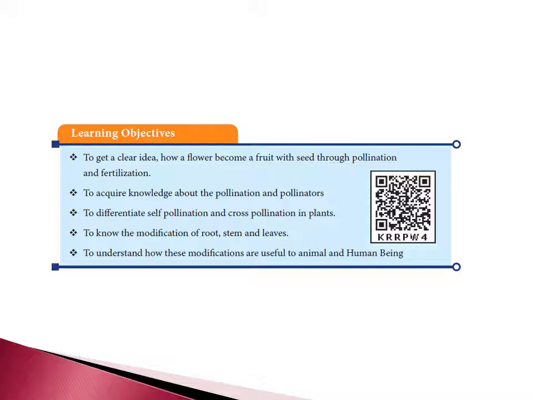Learning objectives: to get a clear idea how a flower becomes a fruit with seed through pollination and fertilization. Acquire knowledge about the pollination and pollinators. Differentiate self-pollination and cross-pollination in plants. To know the modification of root, stem and leaves. To understand how these modifications are useful to animals and human beings.